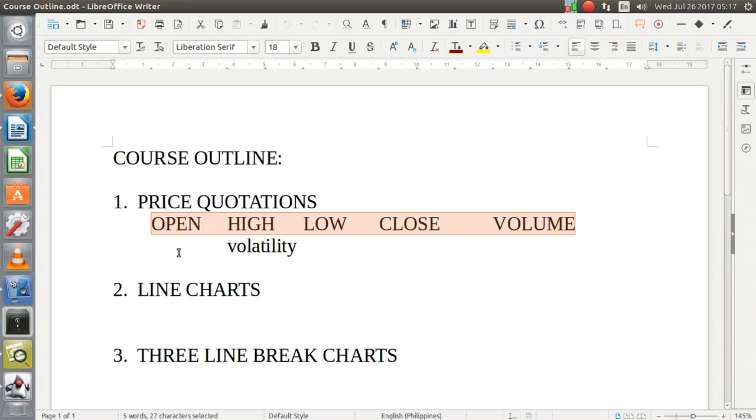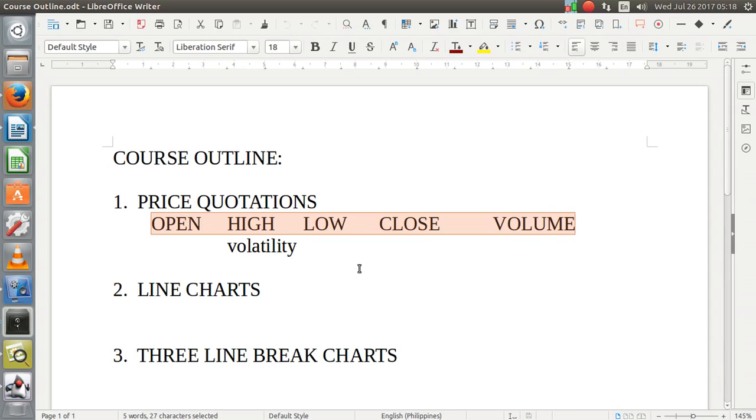Okay, and the close is the very last trade made of the day. Again, that's about 4:30 p.m. New York time, 4:30 p.m. India time. That's the same. The high is the highest trade made within the day, and the low is the lowest trade made within the day, and the volume is the number of shares that actually changed hands within the day. We are talking of end of day.